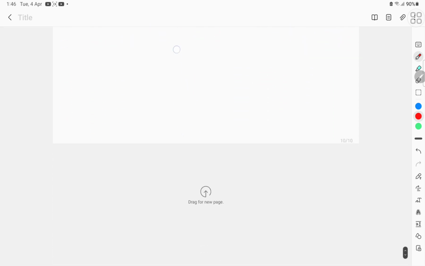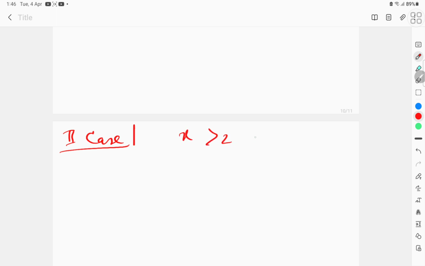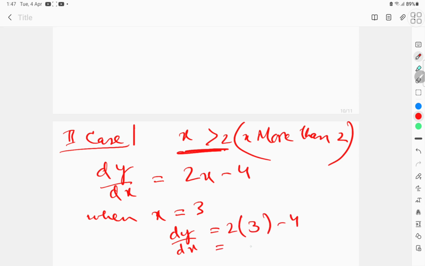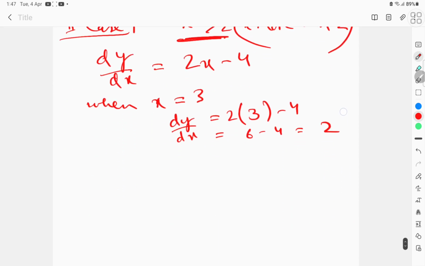Now consider the second case, when x is more than 2. So when dy with respect to dx, take the same function 2x minus 4. Now substitute a value of x which should be greater than 2. Suppose x is equal to 3, it is more than 2. When we take 3, the derivative will be 2 times 3 minus 4, which is positive 2.